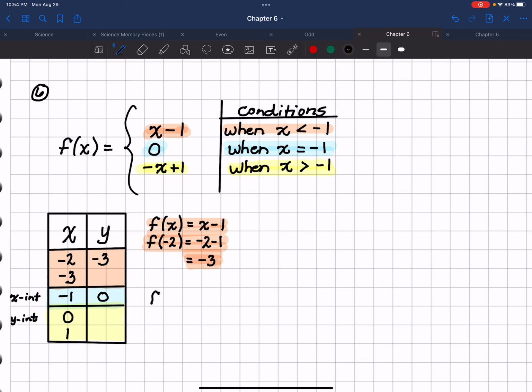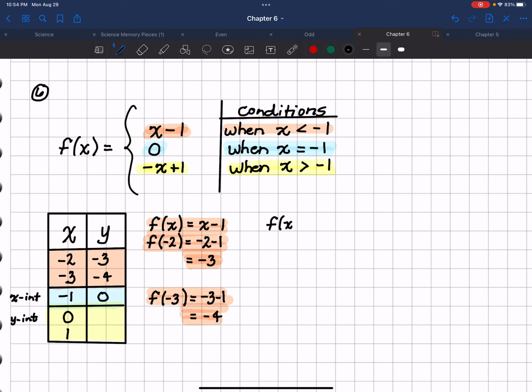So here comes an f of -3. Again, that's less than -1, so I'm using this orange function. And the answer is -4, so we'll put that in there. And again, I use the orange rule for this piece. We did our blue one, so now let's use the yellow one.